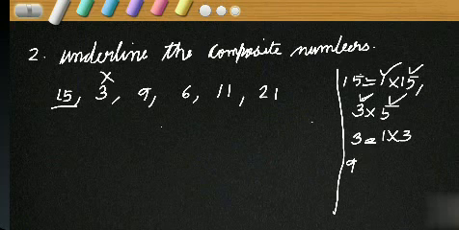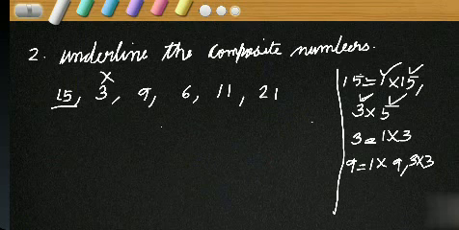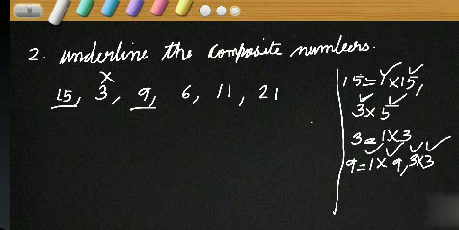Now consider the next number 9. Which are the factors of 9? Surely 9 is equal to 1 into 9. Anything else? Yes, 9 can be written as 3 into 3. So 9 has 4 factors: 1, 2, 3, 4, that is more than 2 factors. So is 9 a prime number or composite number? Yes, 9 is a composite number. So do we need to underline it? Yes.